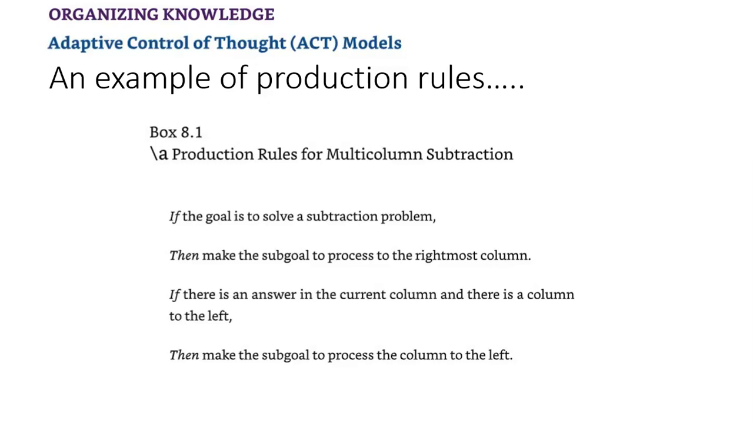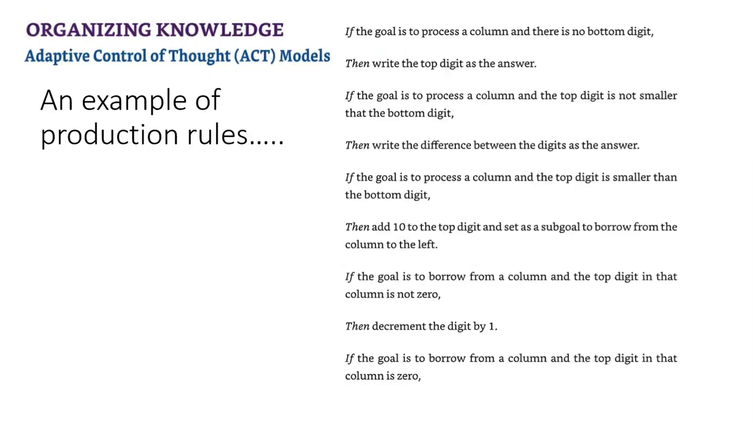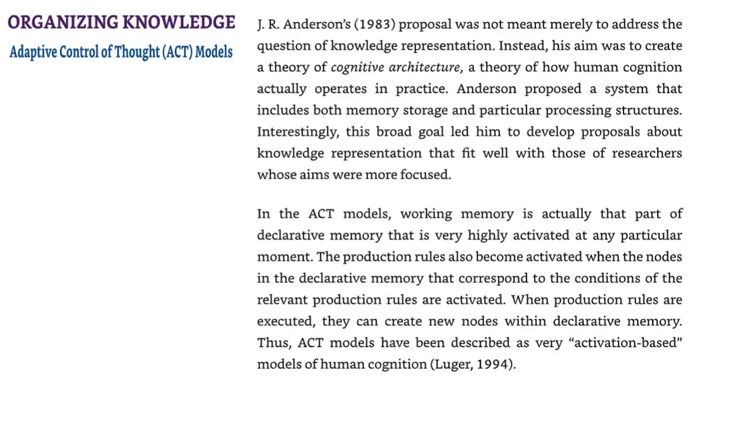So you could read through these particulars, but production rules for multi-column subtraction: if the goal is to solve a subtraction problem, then make the sub-goal to process the rightmost column. If there's an answer in the current column, then there's a column to the left, etc. The particulars of math, the fine points of this, are a little bit beyond us, but it's interesting that he expanded that to allow for a process. So his proposal was not meant to merely address the question of knowledge representation.